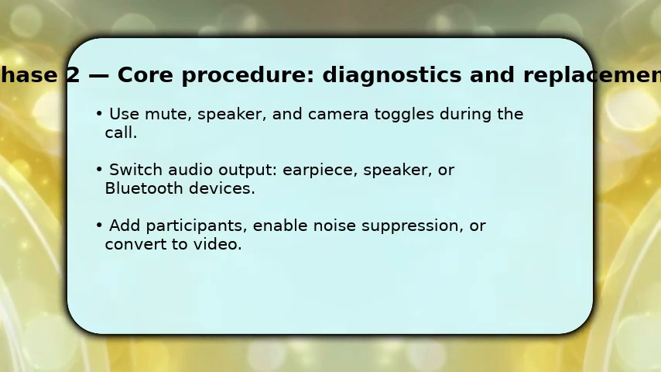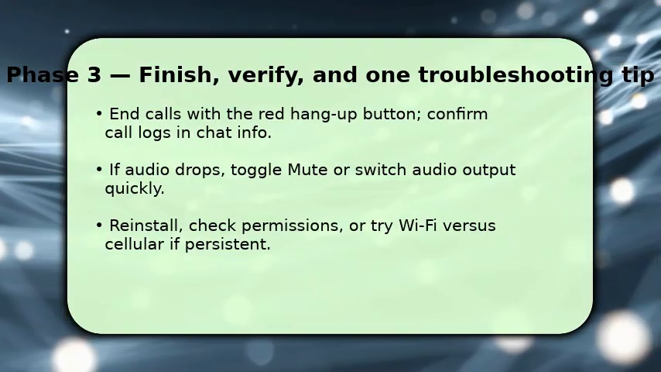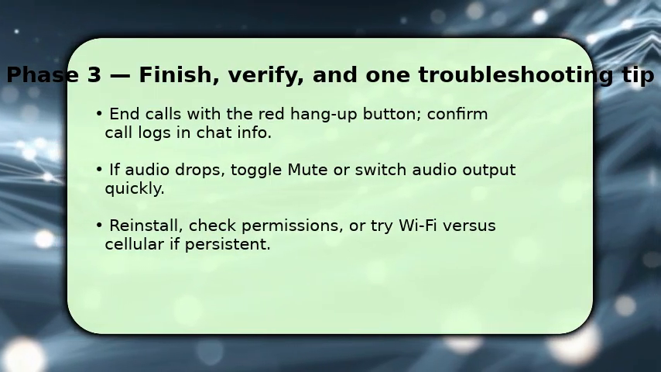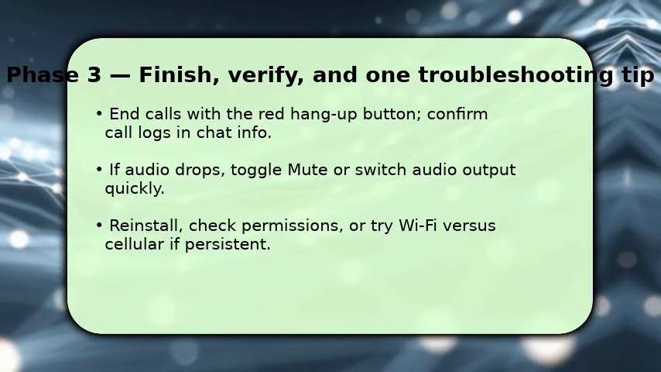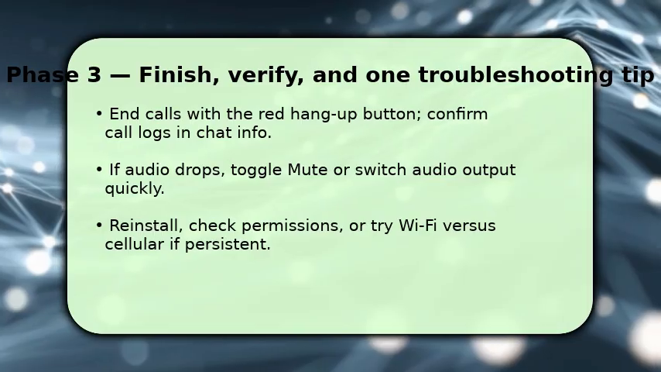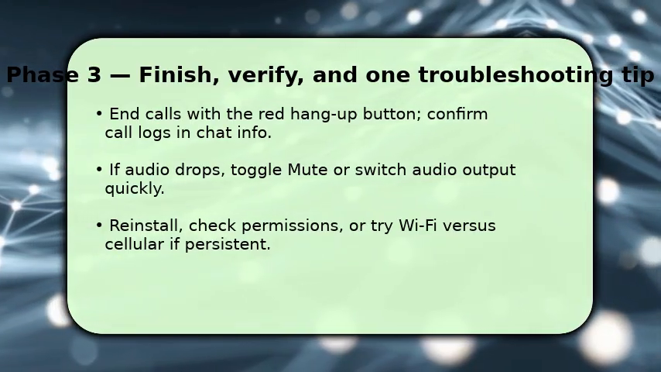To finish, press the red hang-up button. You can review the call duration in the chat info afterward. If audio gaps or drops occur, quickly toggle mute and unmute or switch the audio output to speaker or Bluetooth. This often restores sound. When problems persist, make sure Telegram has microphone permissions, restart the app, or reinstall it.